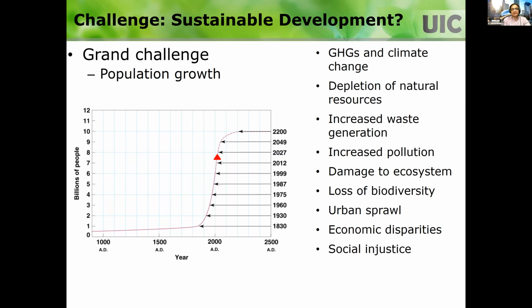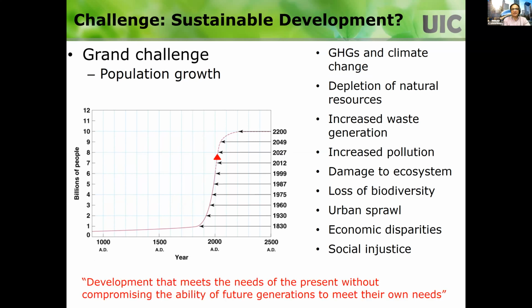Social injustice. A lot of contaminated sites are in backward areas. A lot of landfills are in backward areas. A lot of dump sites are in backward areas because the people in those areas don't have a voice. But where you see rich people, they don't have any issues. So these are all the problems that come with population growth.